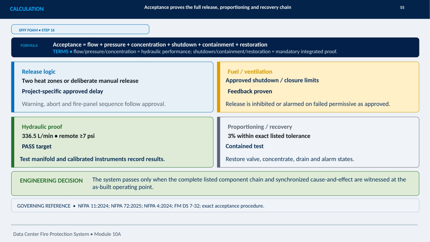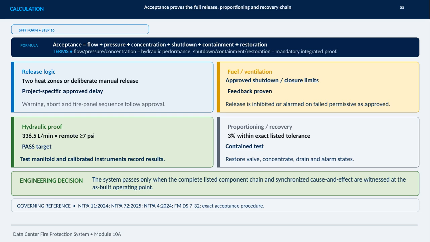If a permissive fails, release must be inhibited or the system must alarm, according to the approved design. Hydraulic performance is verified at 336.5 liters per minute, with at least 7 psi at the remote point. A test manifold and calibrated instruments record the result against the pass target. Proportioning must achieve 3% within the exact listed tolerance, using a contained test.